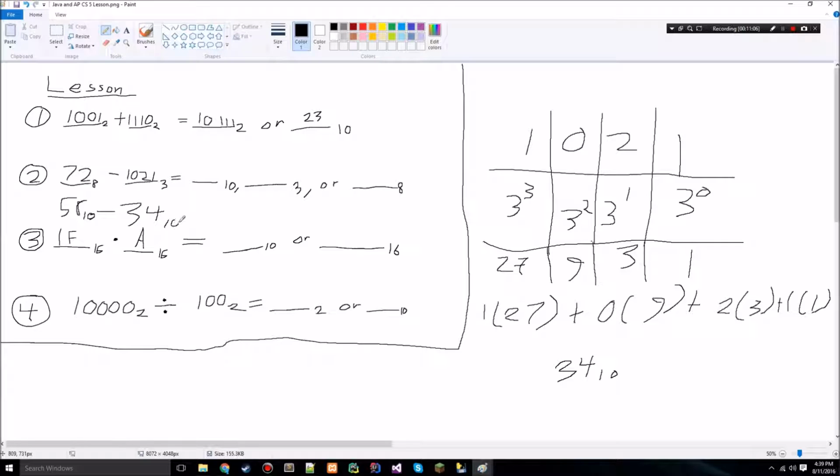So 58 minus 34 gives us 24 in base 10. Now let's convert it into base 3 and base 8.